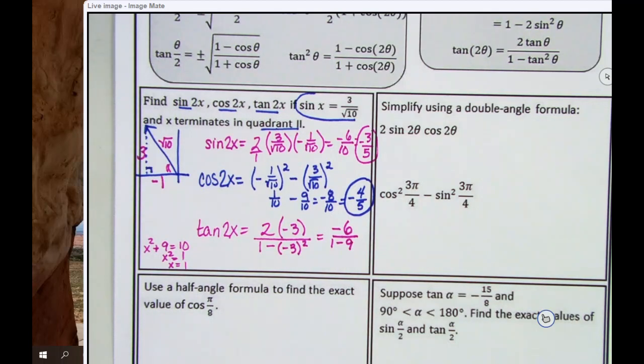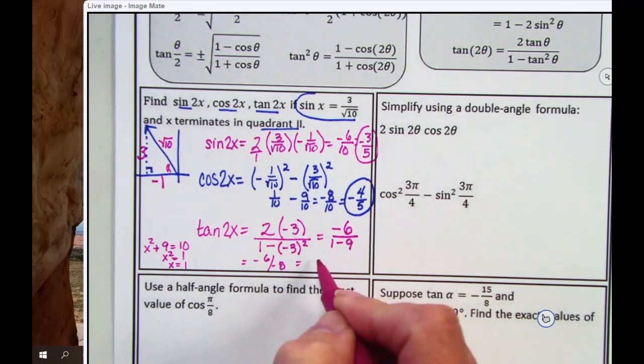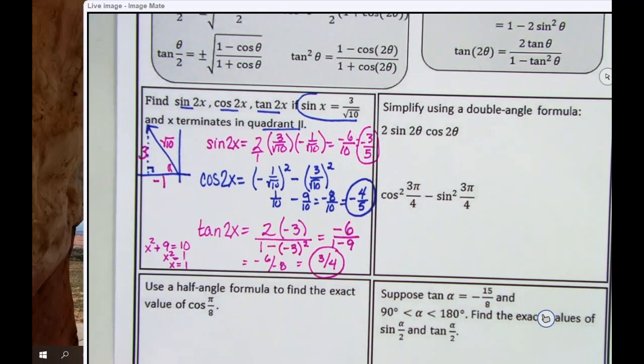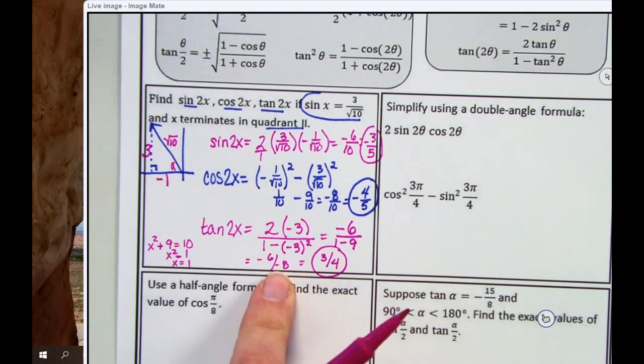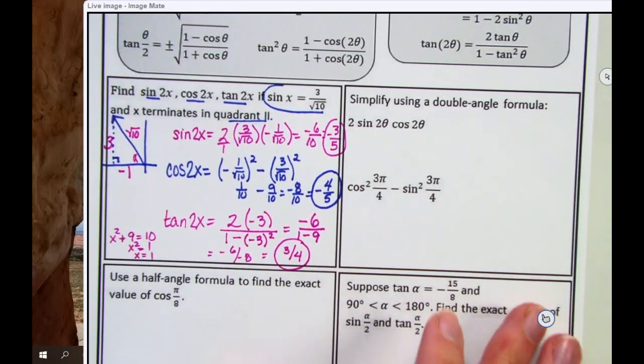All right, so now we've got -6 over -8, which reduces to 3/4. I have a -6 over a -8. Did you? Oh, I just didn't see the negatives. All right. That's what it was. Okay. Yeah. We got there. Thank you.